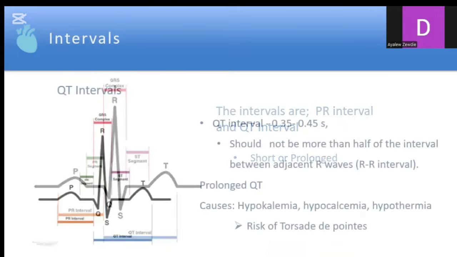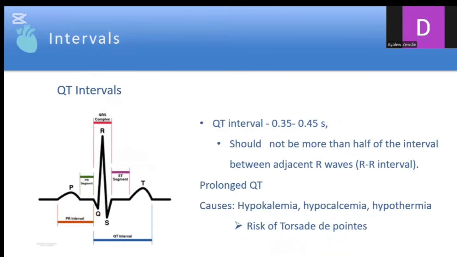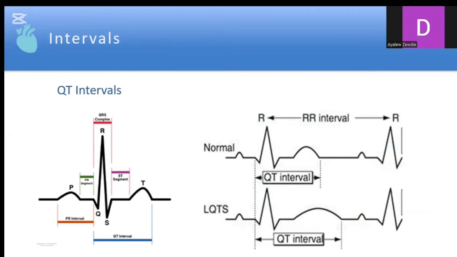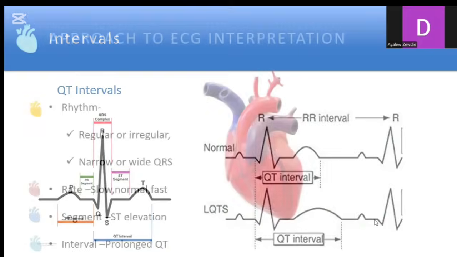The QT interval should be less than 0.45. When there is a prolonged QT, it could be because of hypokalemia, hypocalcemia, or hypothermia. But the risk is torsades de pointes or arrhythmia. So you check the RR interval, and the end of the T wave should be less than 50% of the RR. But if it passes 50% of the RR, it causes QT prolongation.